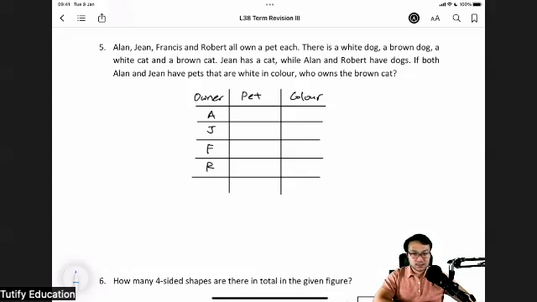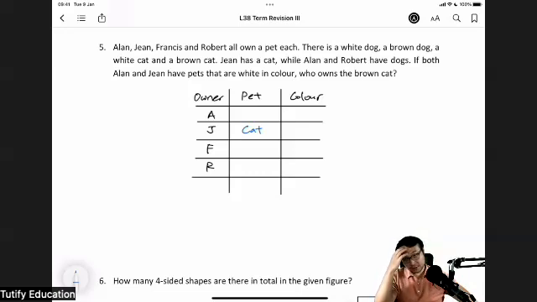Can I ask Nicholas to try this? So, Nicholas, let's do it sentence by sentence, okay? They said there's a white dog, there's a brown dog, there's a white cat, and there's a brown cat. The first piece of information you have is Jean has a cat. Okay, so they say Jean has a cat. Immediately, I can write down in my table that Jean has a cat. Okay, now you read the next part.